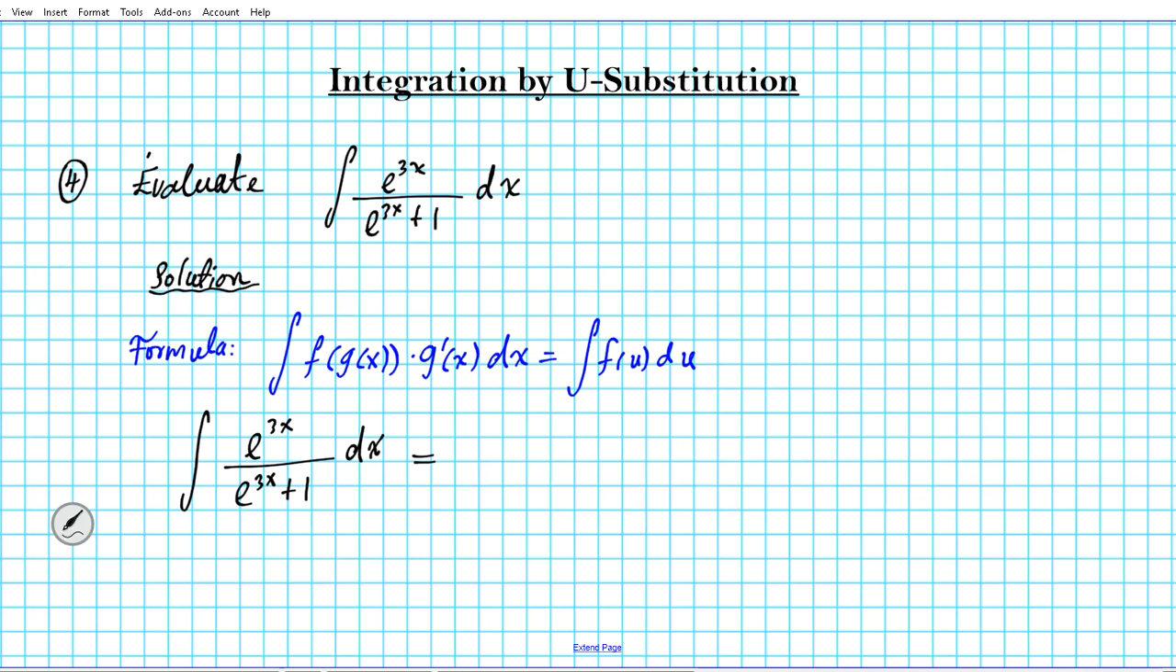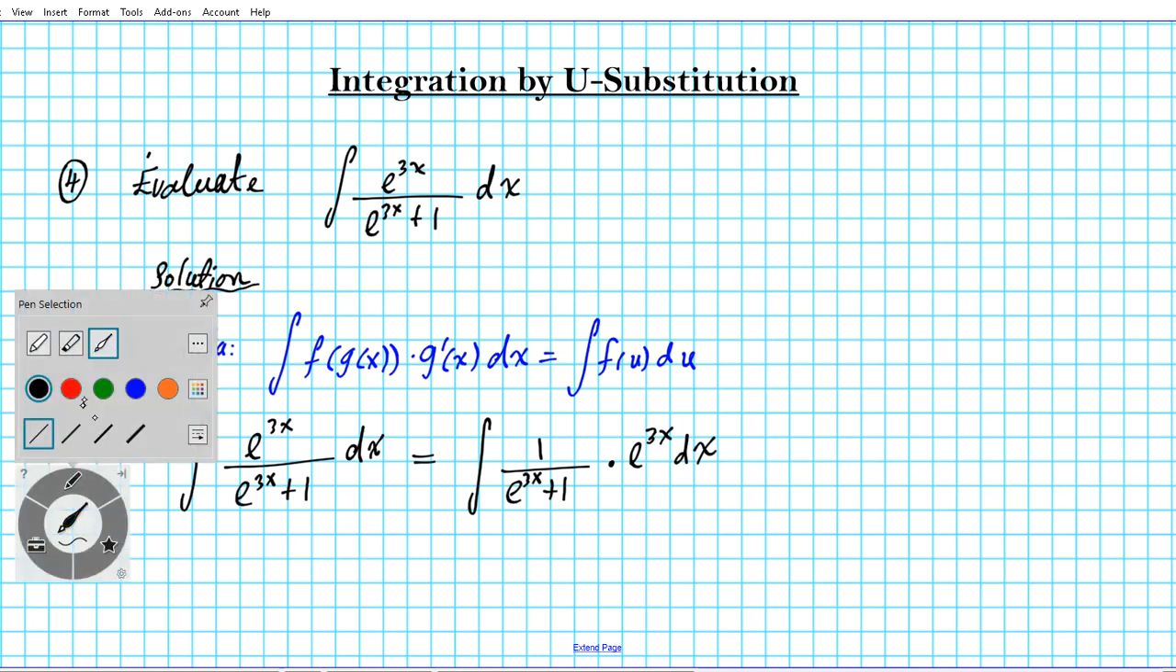way where it's easy to identify what the composite function f of g of x is and what g prime of x is, the derivative of the inner function. So we're going to rewrite this problem as the integral of 1 over e to the 3x plus 1, this is the composite function, times e to the 3x dx, the derivative of the inner. Okay, so let's go ahead and identify what u is.